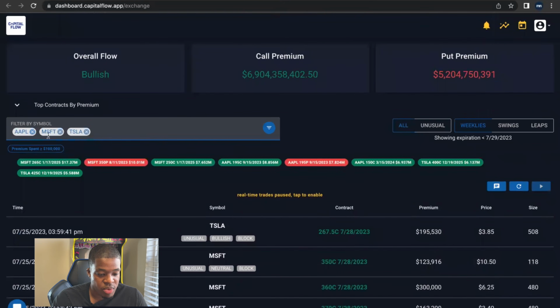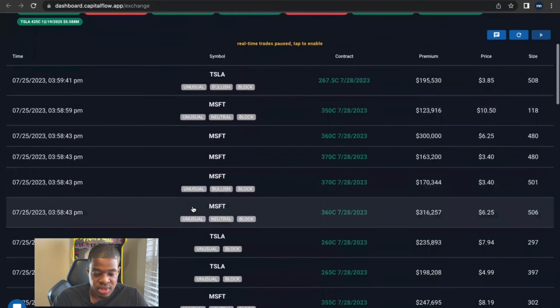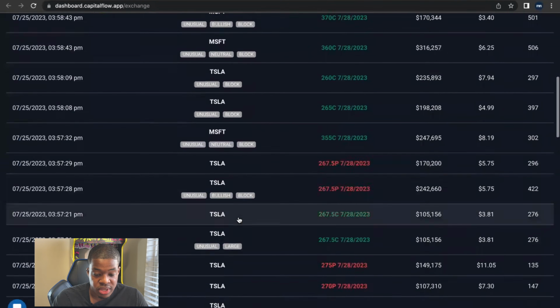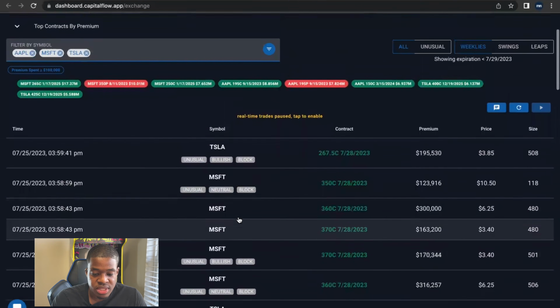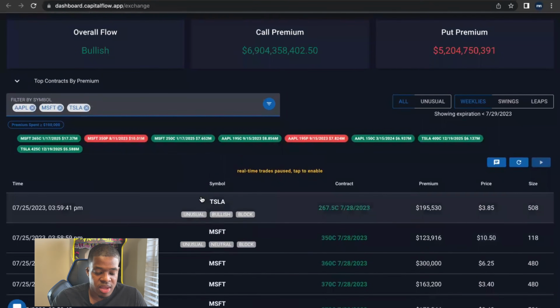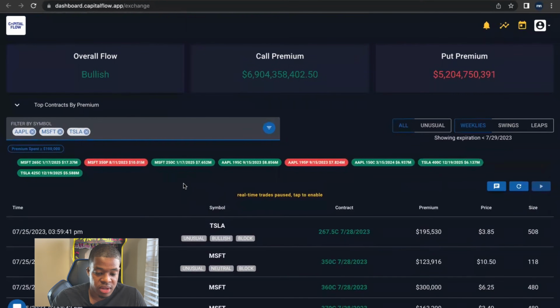Excuse me, an Apple, Microsoft, or Tesla trade that expires this week with $100,000 or more, we can see it come in here in real time. So we can see where that big money is going, and based off that information, we can follow it.